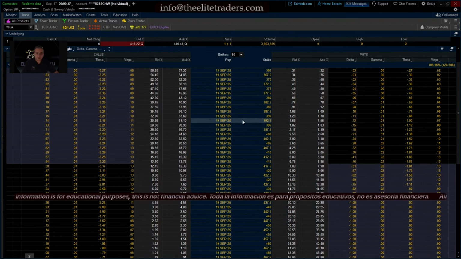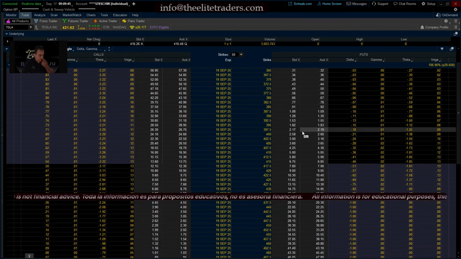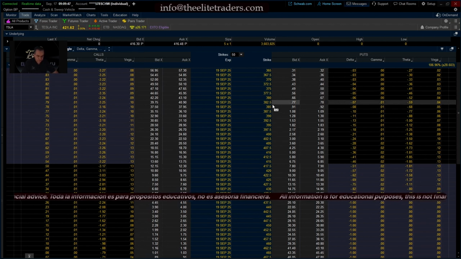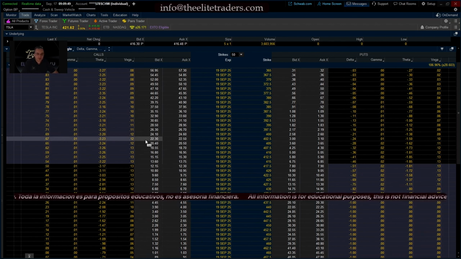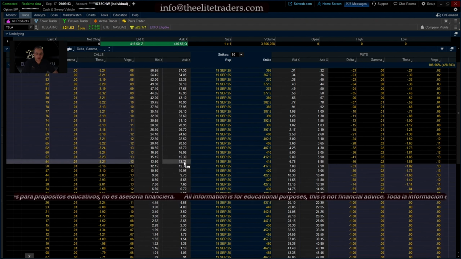There's a lot of moving parts when it comes to an option. If you see here, you see delta, gamma, theta, vega. Those are called the Greeks. Those are basically the mathematical calculations that determine the price, what they call the premium or the price of the option.